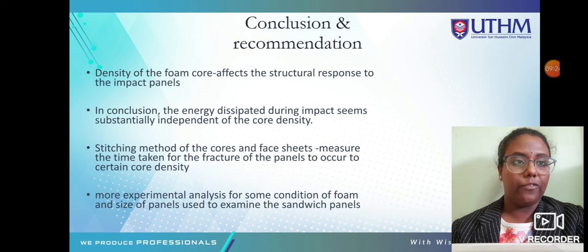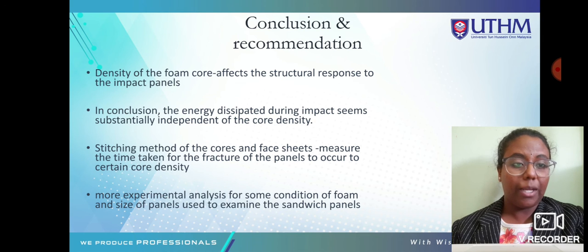The conclusion for this case study is that the density of the foam core affects the structural response to the impact of the panels. And in conclusion, the energy dissipated during impact seems substantially independent of the core density, which means core density plays a main role in the toughness of the face sheet and the damage occurring on the face of the sandwich structure.